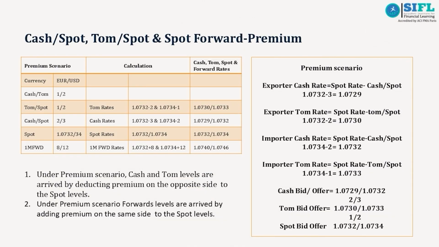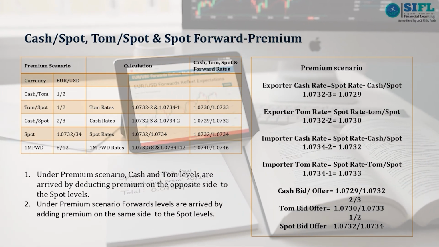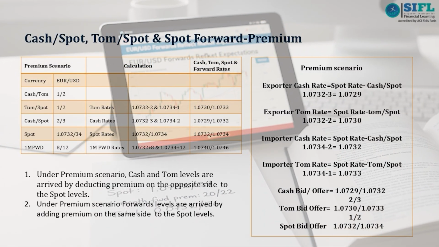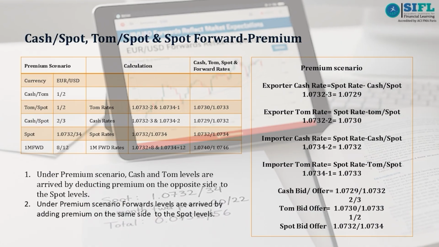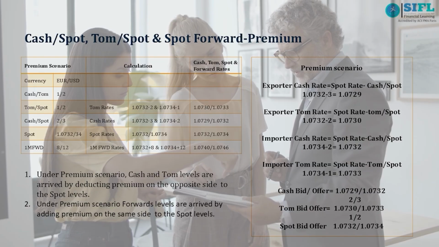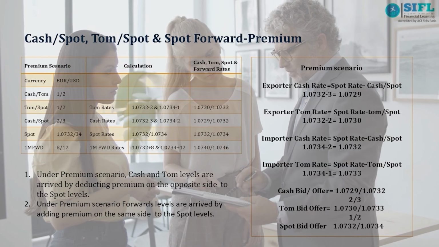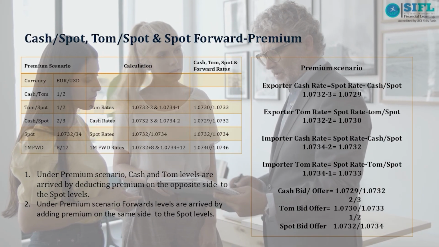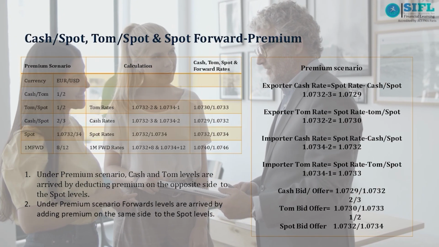2. Forward levels. These are derived by adding the premium on the same side of the spot. So, for example, if the 1-month forward premium is 8/12, we add this to spot 1.0732, 1.0734, giving us 1.0740, 1.0746. In short, for calculating cash and term rates from spot rates, deduct premium from opposite sides of spot rates. For forward, add premium to spot rates on the same side. This adjustment ensures correct bid-offer spreads across maturities.